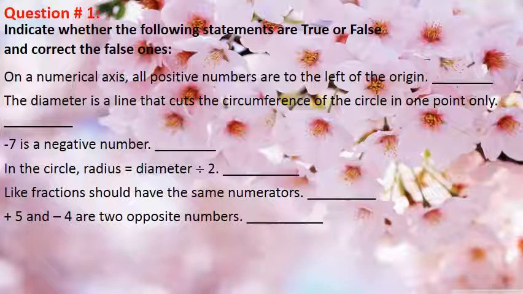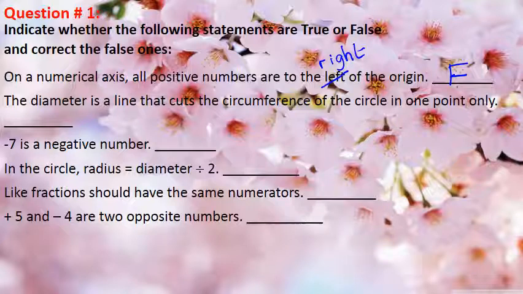Question number 1, we should indicate whether the following statements are true or false. Not only this, we should correct the false ones. On a numerical axis, all the positive numbers are to the left of the origin. So this statement is false because on a numerical axis, all the positive numbers are not to the left of the origin, they are to the right of the origin.